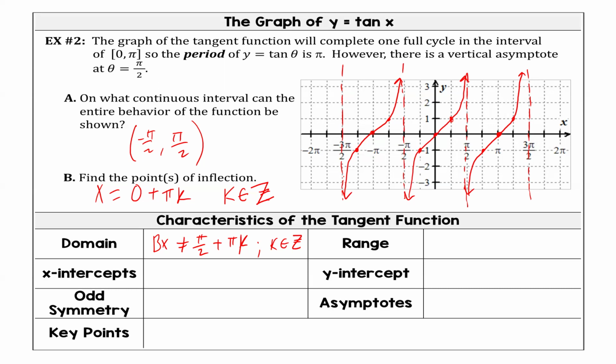Tangent's its own beast. This is just one cycle. This is a continuous cycle. This is one cycle of tangent, but that pattern goes on forever, over and over and over. Asymptote, curve, asymptote, asymptote, curve, asymptote. It keeps going.